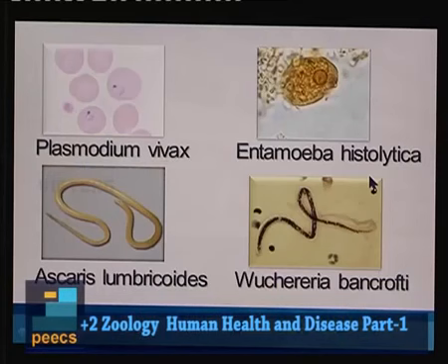Here in this slide you can see the various pathogens. This is a microscopic view of Plasmodium vivax, and here you can see Entamoeba histolytica. It is another microbe causing amoebic dysentery. This is Ascaris lumbricoides. It is a roundworm and it is causing ascariasis. This is Wuchereria bancrofti causing filariasis. So, pictures are given here in this slide.